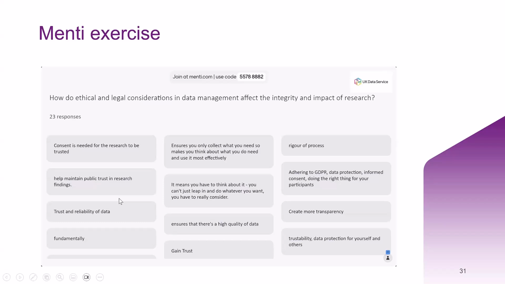And that's ever so important, especially in today's world where from left and right, we do hear about there was a data breach. This personal data has been leaked. Oh, people are sharing their DNA because they want to find about their ancestry and everyone is able to now access their data and so on. So it's very, very important to maintain public trust. It means you have to think about it. You can't just leap into it and do whatever you want. You have to really consider exactly.